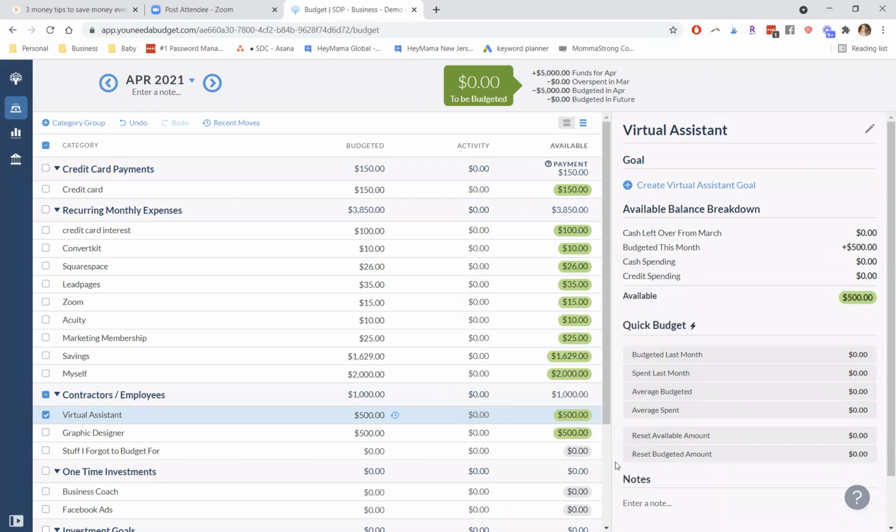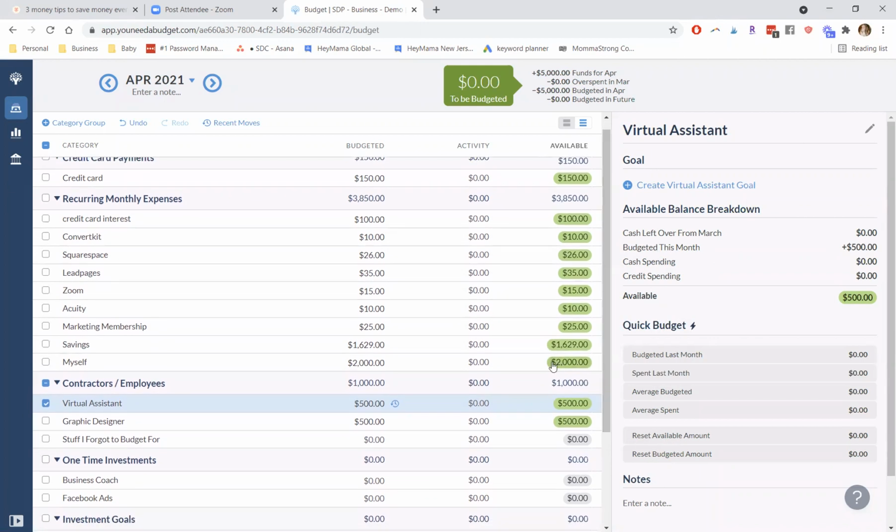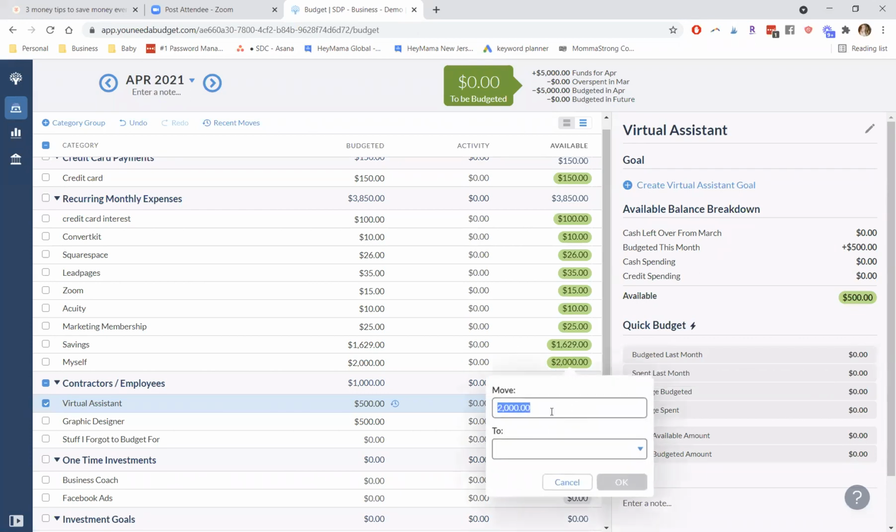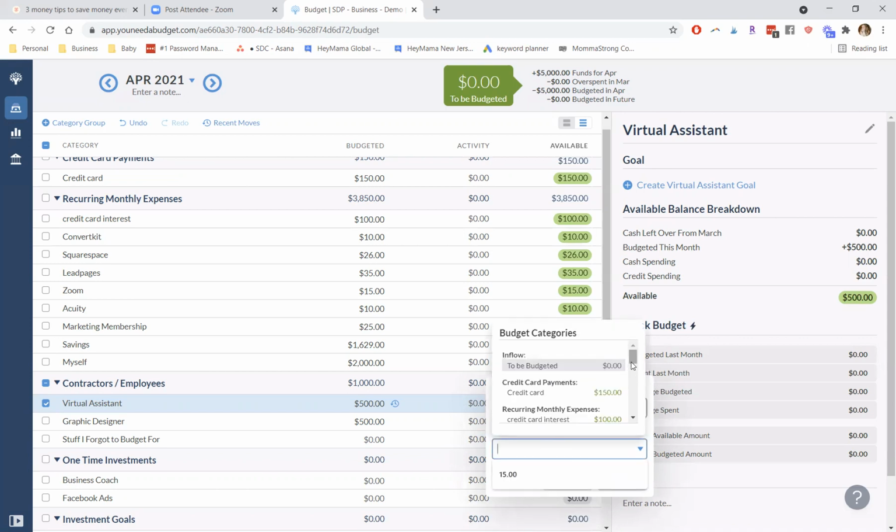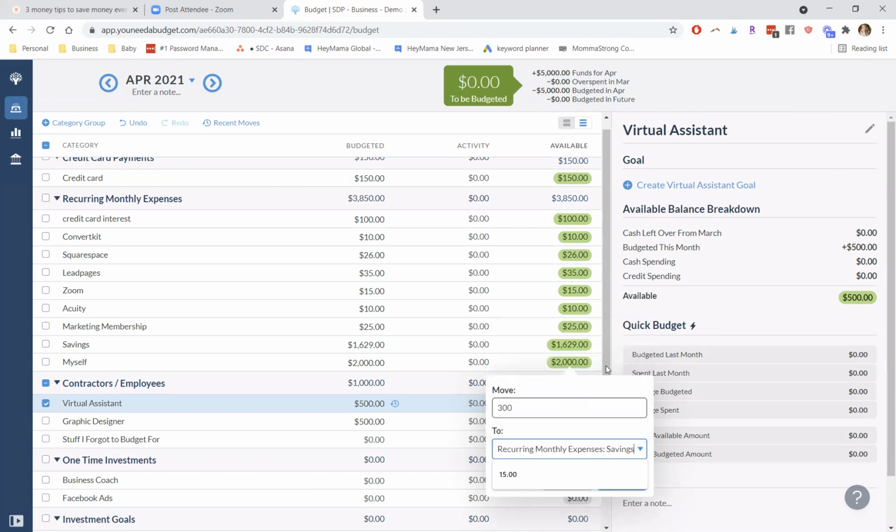So if I only pay her for 500 that month, then I'll be closer to having $2,000 in my savings account. That's really cool. Or maybe this month I'll try to cut back on my personal budget, because I have my own personal budget in You Need a Budget, which looks exactly like this. I'm going to cut $300 from my personal budget. I'm going to find the money from somewhere and move that to savings.